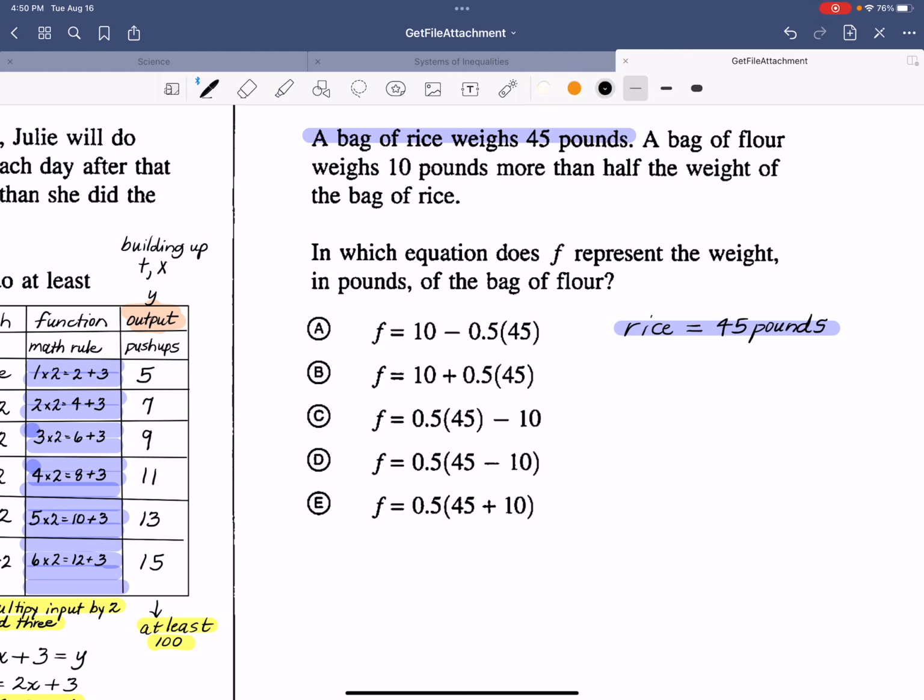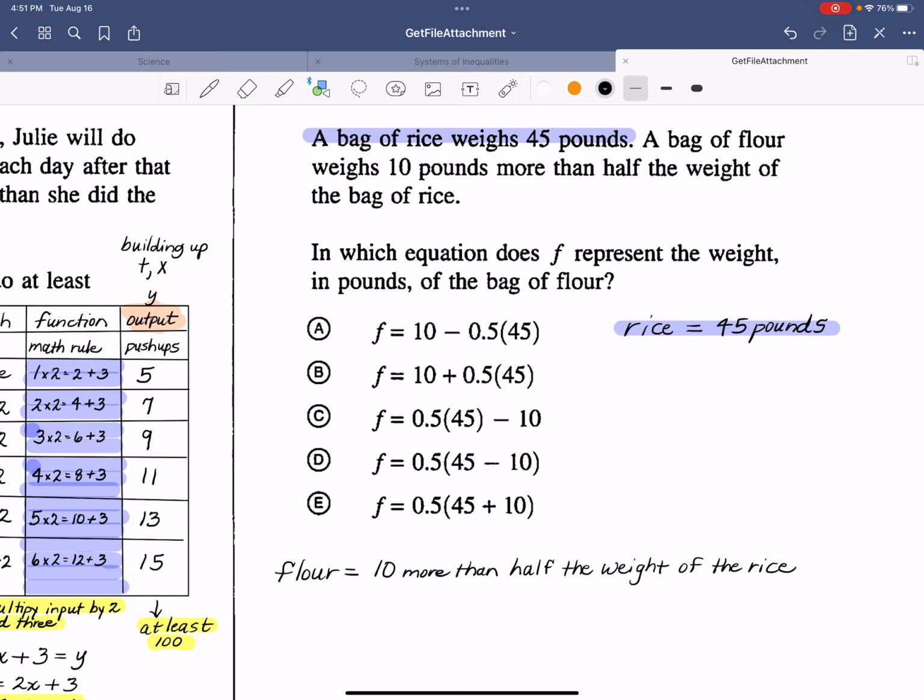Now, the bag of flour. So the flour equals 10 more than, and I'll tell you what, I'm going to bring this down here so I can just write it straight across. I don't have to wrap around. 10 more than half the weight of the rice. And let's just write it down, and then we'll worry about what it's saying. A bag of flour is 10 pounds more than half the weight of the bag of rice.